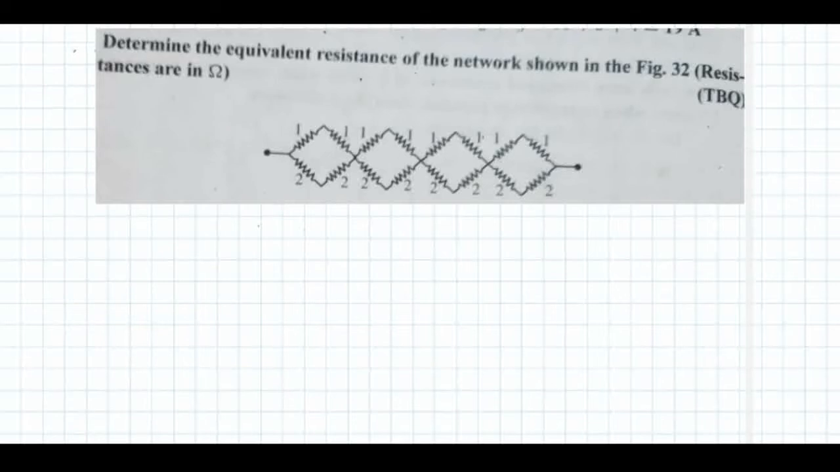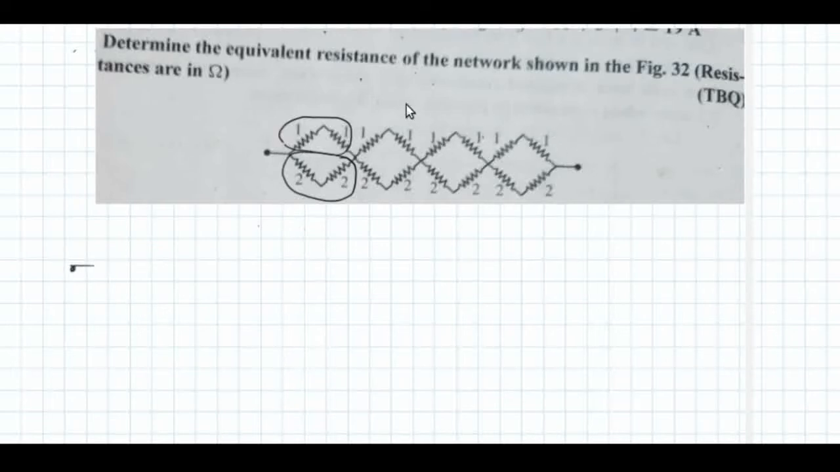Then the next question is that of a network. Determine the equivalent resistance of this network shown in the figure. In this circuit, if you analyze closely, we can see that these 1 ohms and these 2 ohms are in series. So 2 and 2 in series, 1 and 1 in series.